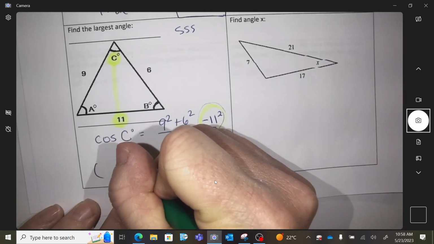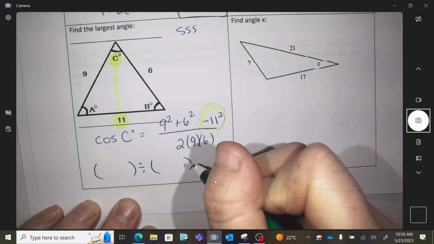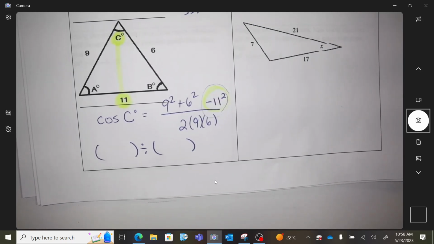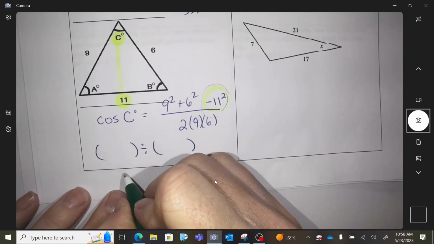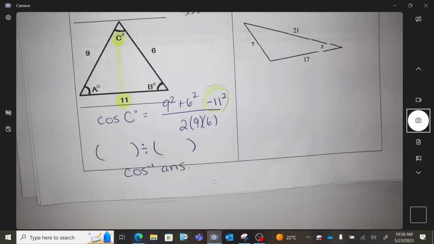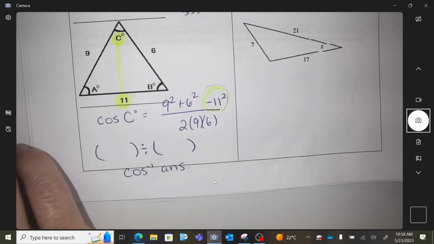In your calculator, you're going to want it to look like this. The top brackets divided by the bottom brackets, and then you're going to want to cos inverse your answer because we're getting an angle. Okay, those were the steps on that one.